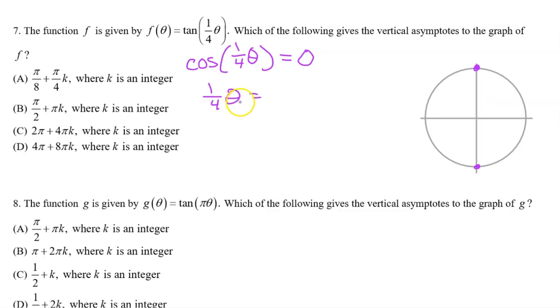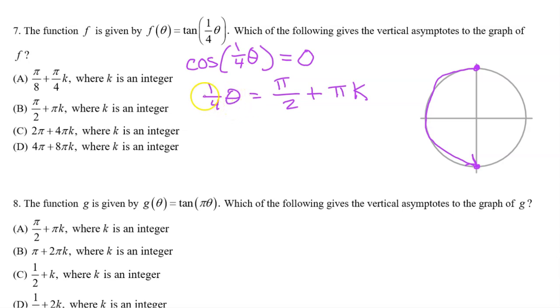So 1/4 theta will equal pi over 2, that's what's at the top, or 3 pi over 2. But since we need the infinitely many solutions, I'm not going to put 3 pi over 2. I'm just going to recognize that the distance from one solution to the next is pi radians. So to get all of the solutions, I will add multiples of pi. I will add pi k.